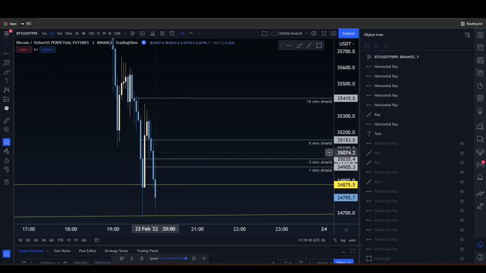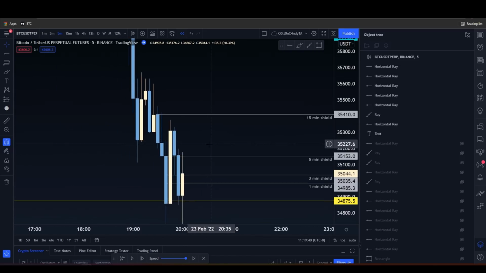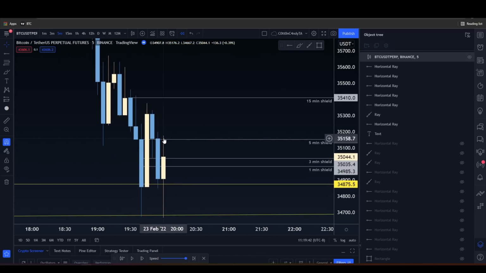We haven't hard closed our 3 minute shield yet. It looks like this candle is hard closing it. The 5 minute shield has not hard closed. So that's it right there. This 5 minute shield hasn't hard closed yet. So this is a scenario you get into where you have multiple time frames that haven't hard closed. Because if you were to simply remove everything else on your chart, you would see that you don't actually have a hard close on this 5 minute candle.